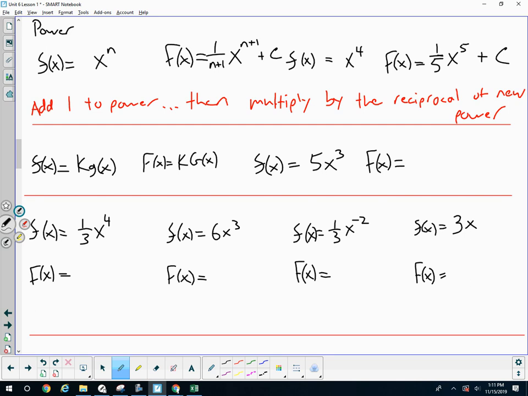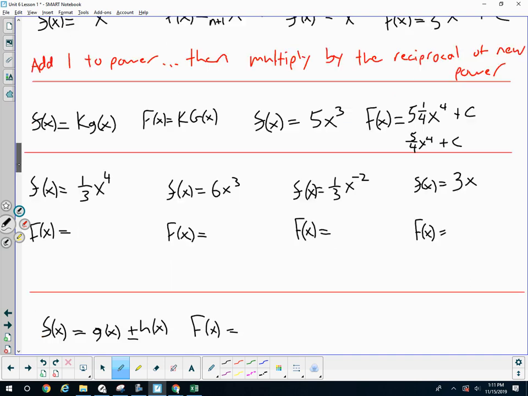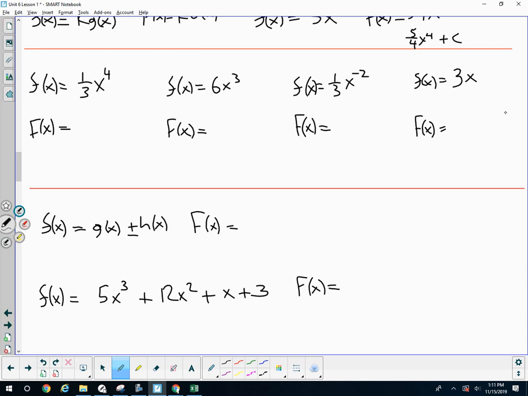Good. X to the 4th, multiply by the reciprocal, and then multiply by 5. Some of you will be comfortable doing this all in one step. Until you're comfortable with it, I advise you add 1 to the power, multiply by the reciprocal, then worry about the 5. And that turns into 5/4 x to the 4th plus c. Okay? Please do the next 4.